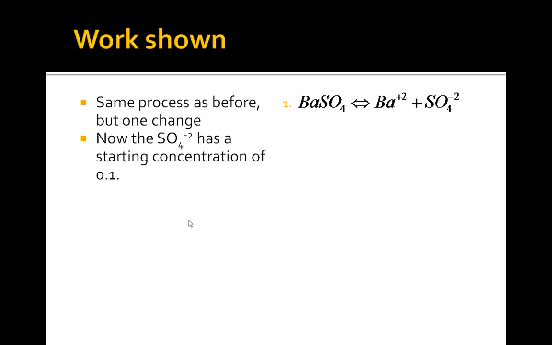So there's my reaction, the same as before. Now here's the ice table. See, there's the difference. At equilibrium, I've got 0.1 plus S instead of just S for that SO4. Why not the Ba? Because the Ba is not in solution. The Ba is still just going to be S. KSP doesn't change. KSP is the same no matter if you're in water or a solution.